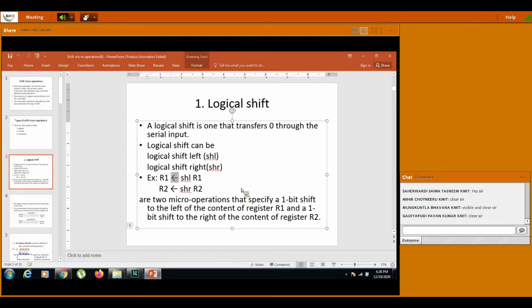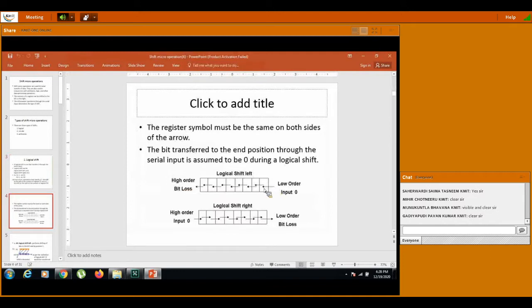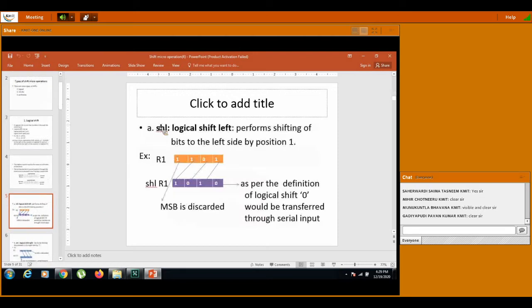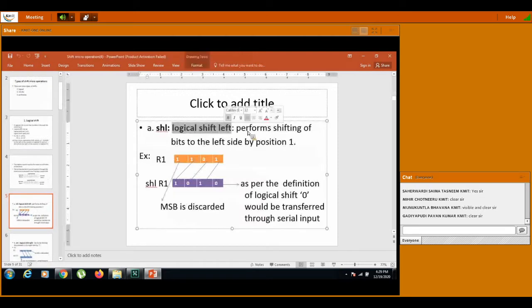But here see what happened: most significant bit and least significant bit. This side is the least significant bit, and this side is the most significant bit. So the bits are moved from lower order to higher order in the left shift, and the bits are moved from higher order to lower order in what we call a right shift. So here what happens in the logical shift left? Let us see. Here it performs shifting of bits to the left side by one position.